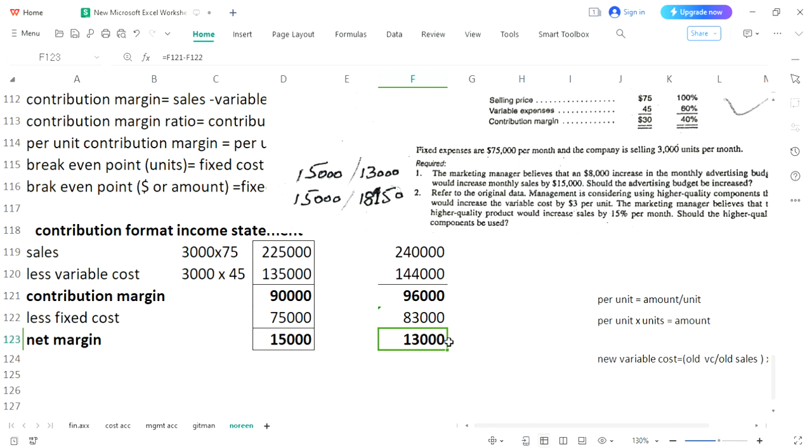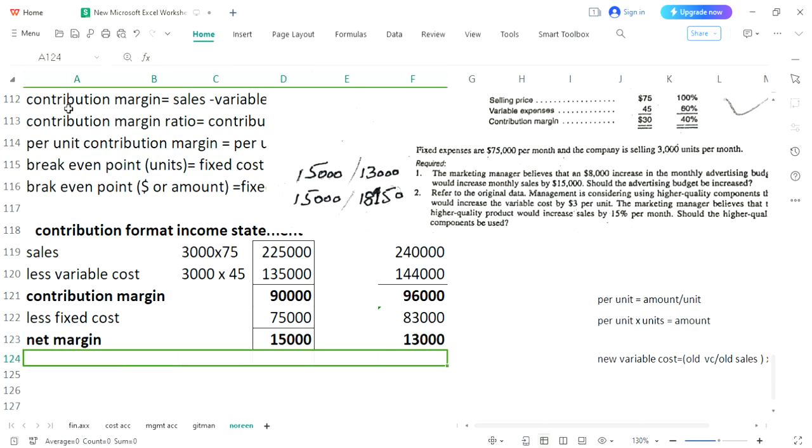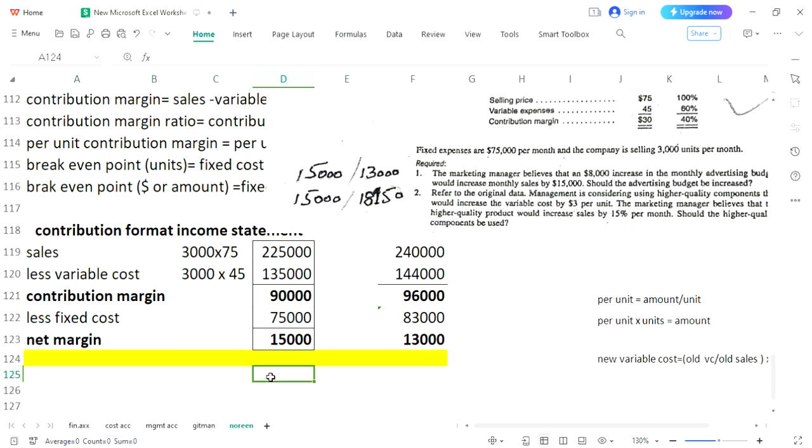We are not going to take the decision which was asked over here. Should the advertising budget be increased? So what we will say is no, because our level of income has decreased. The first part is completed over here, and we will be marking it as completed, and I am taking the same headings for making the next statement as well.